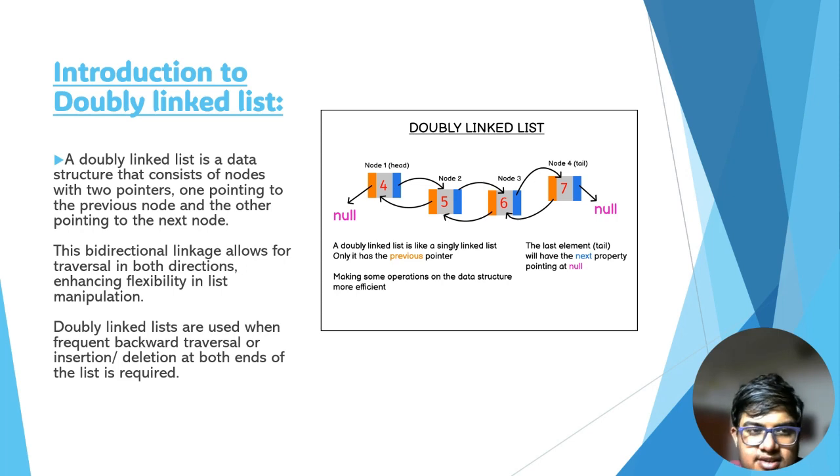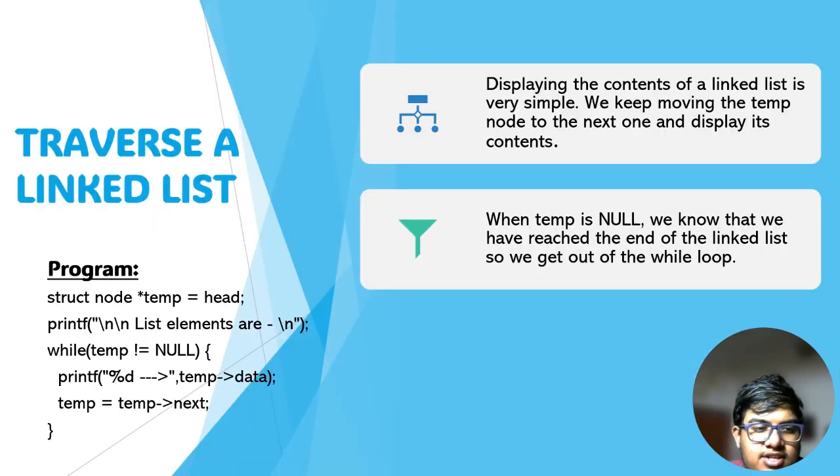So let's go to the next concept, traversing a linked list. So here, displaying the content of a linked list is very simple. We keep moving from the temp node to the next one and display its contents. When the temp is null, we know that we have reached the end of the linked list. So we get out of the loop. So here is a program that will help you to understand what happens in a linked list.